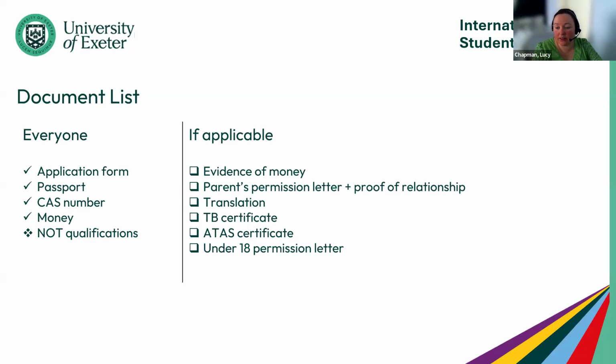Depending on where you have been living in the last 6 months, you may need a TB certificate. Depending on your nationality, subject area, and course level, you may need an ATAS certificate. If you're under 18, you will need a permission letter from your parents or legal guardian.